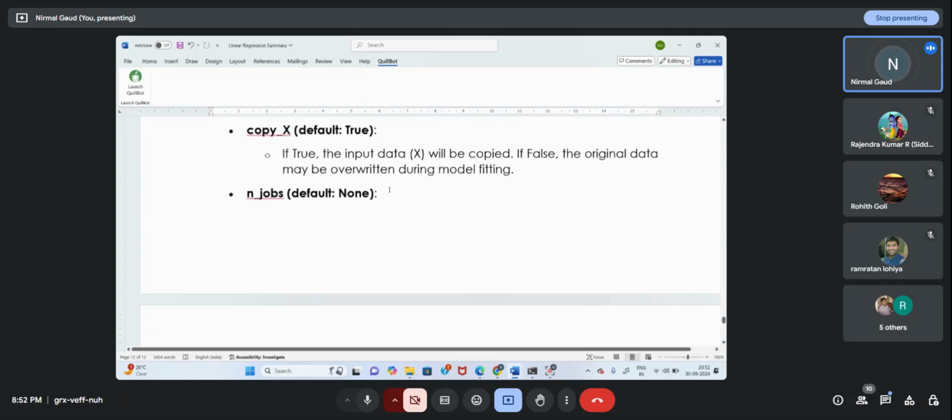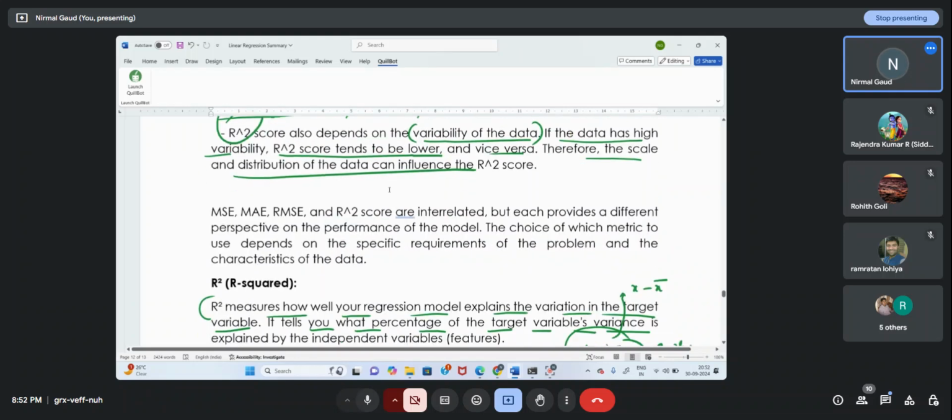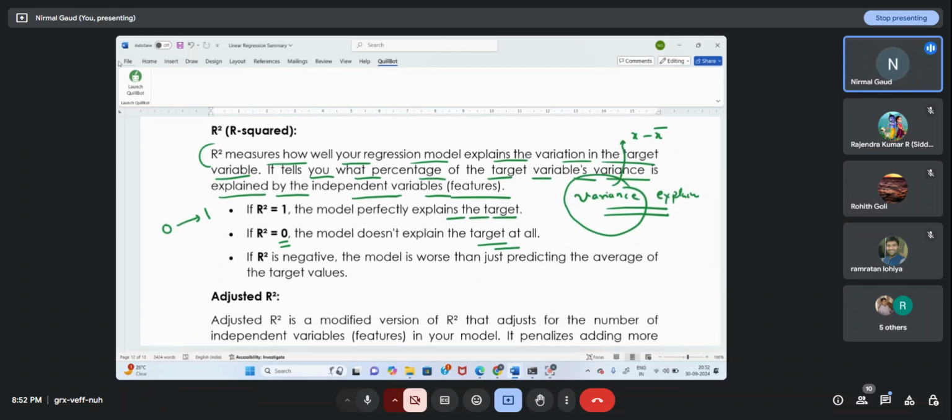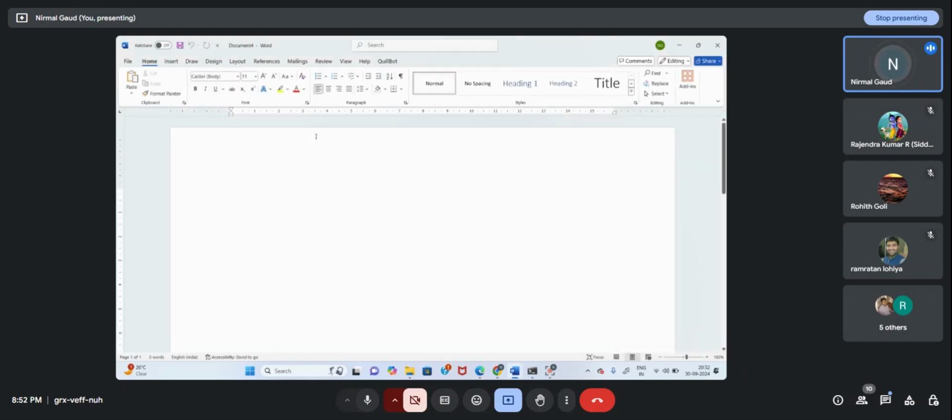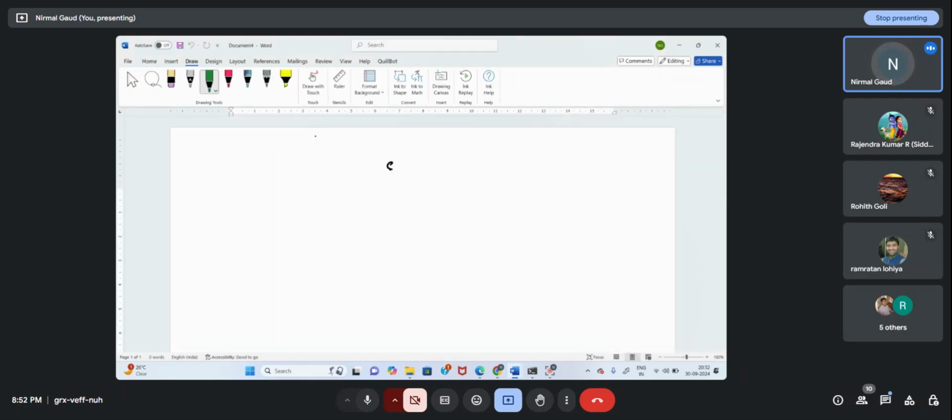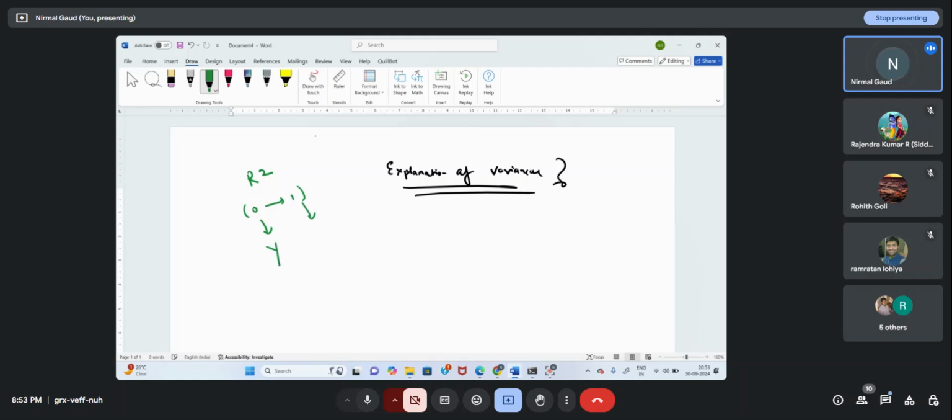Okay, I am having R2 and all these things, adjusted R2. Let me focus more upon this particular concept: explanation of variance. What does it mean? It tells that R2 has the range 0 to 1. 0 means the model doesn't explain the target. 1 means it explains the target. Okay, this one is good.